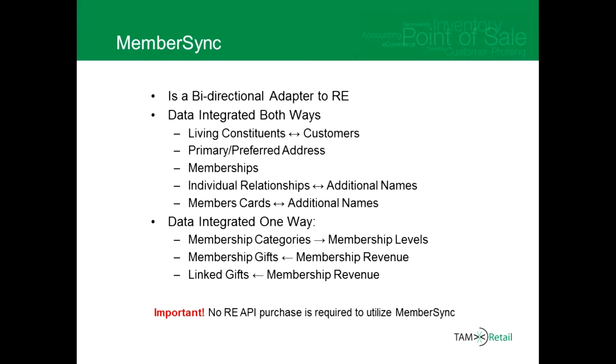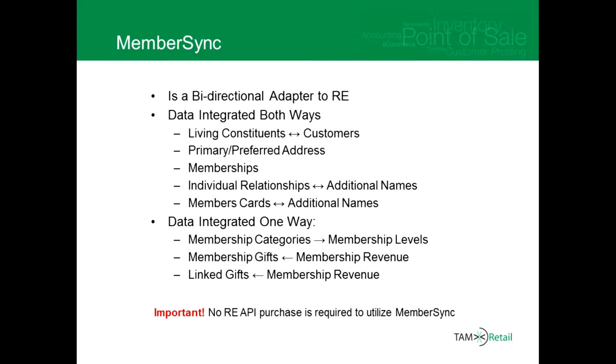Living constituents from RE and any changes to their records go to customers in TAM. Conversely, any new memberships, new members, changes to members, same thing, that occur in TAM flow back into Razor's Edge. Information that's included in those memberships is primary preferred address, memberships, and individual relationships, which are shared with the additional names aspect of TAM in a dual fashion. Member cards and additional names are also shared in a dual fashion.